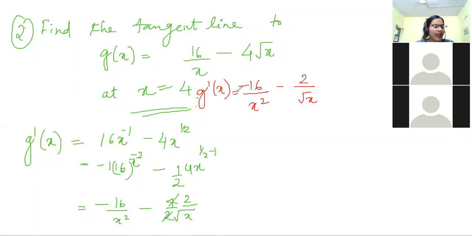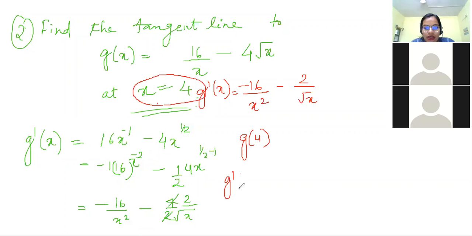Now we have to find, the question is given, what is the value at x equal to 4. So what is the answer? What will be your g of 4 and g dash 4? You need to calculate. So what will happen if you put the value of 4? What is g of 4? G of 4 means in this equation, you're going to put the value of 4. So what is the answer you're going to get?